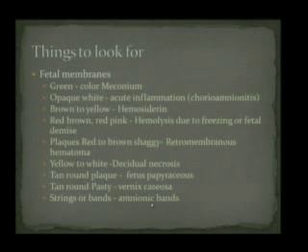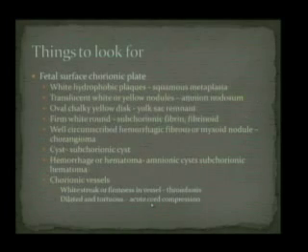Vernix caseosa, amniotic bands. Keep an eye on those on the membranes. Fetal surface: look for white hydropic plaques, squamous metaplasia, amnion nodosum. Sometimes you'll see a yellow oval disc, and it's the yolk sac remnant. You can see white round subchorionic fibrin. That's important. If you see that grossly, send it down to us. Subchorionic cysts are also important.